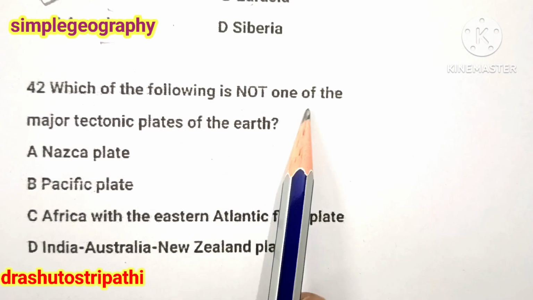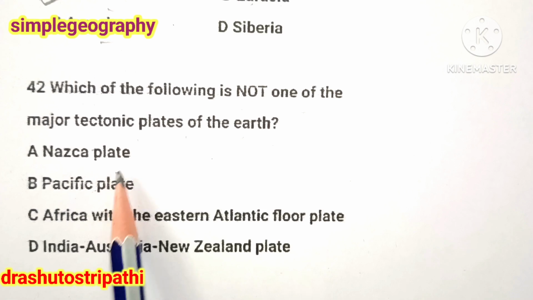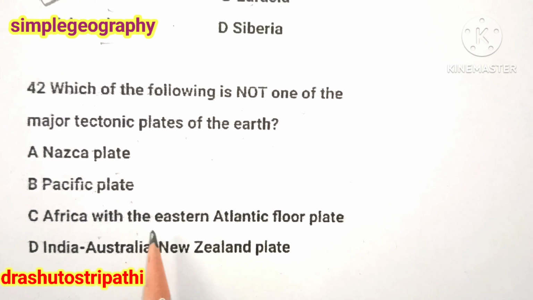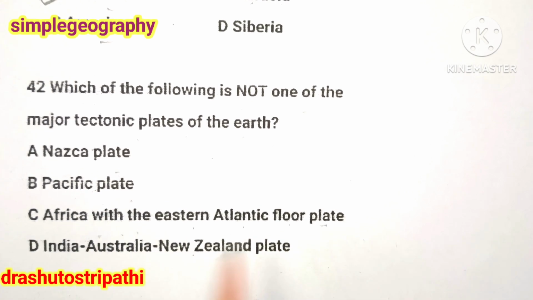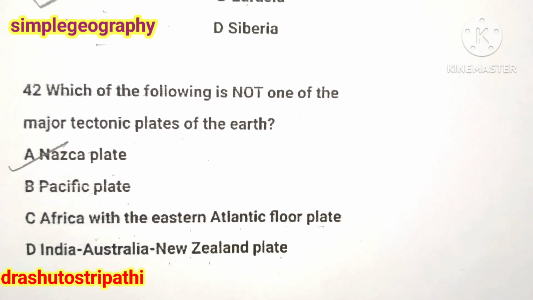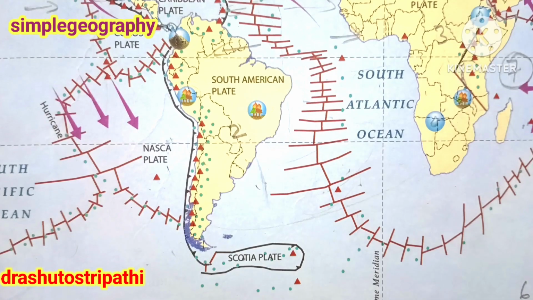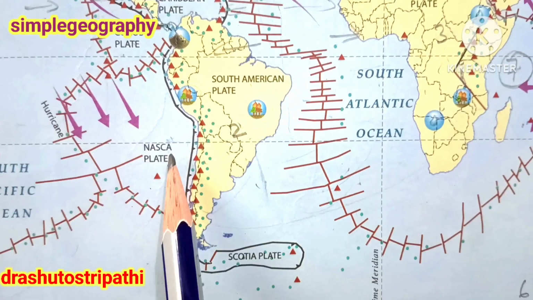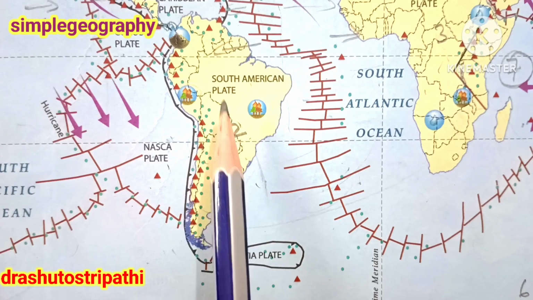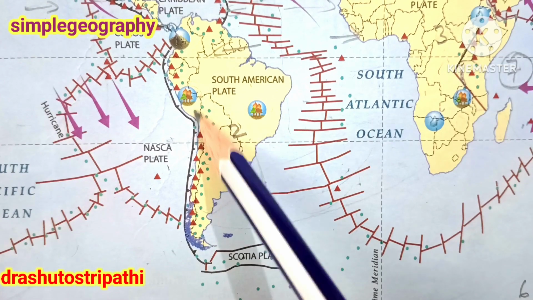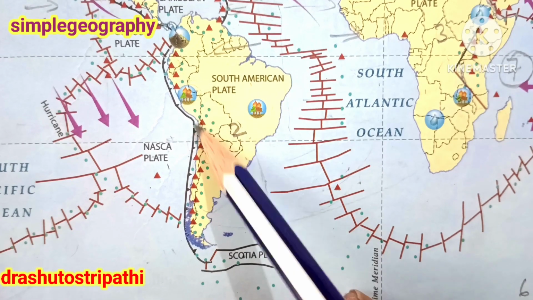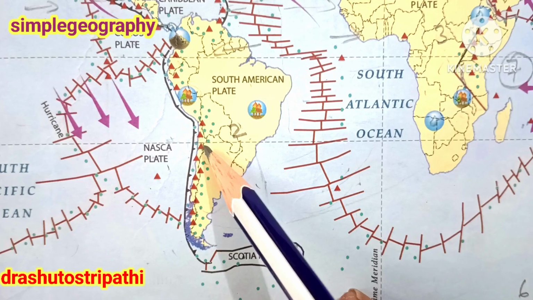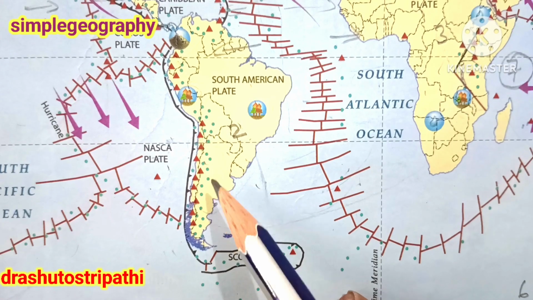The following is not one of the major tectonic plates of the earth: Nazca plate, Pacific plate, North Africa with the Eastern Atlantic Fault plate, Indo-Australia, New Zealand plate. The answer to this question is A, Nazca plate. That is a minor plate. See this map. This is the Nazca plate. This is the South American plate, and this is the Africa plate. When the Nazca plate collides with the South American plate, the mountain which is found, the largest mountain in the world, is the Andes. Aconcagua is the highest peak, which is found in Argentina.